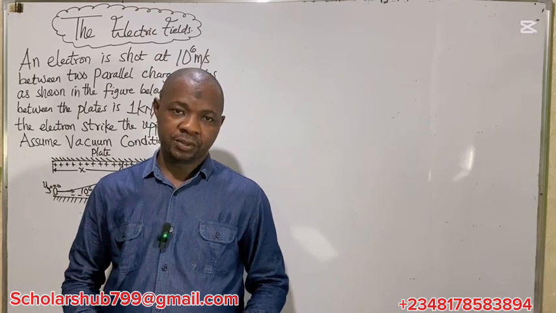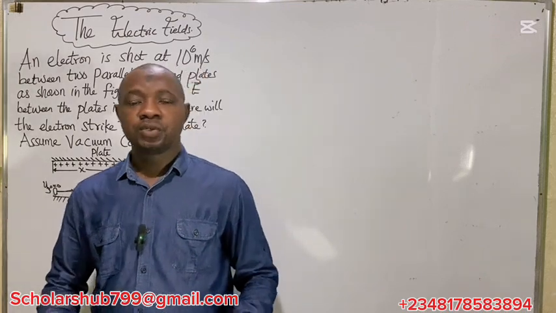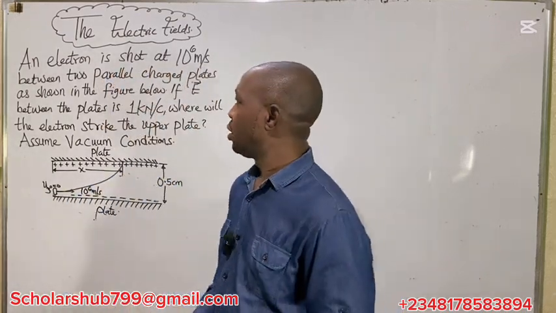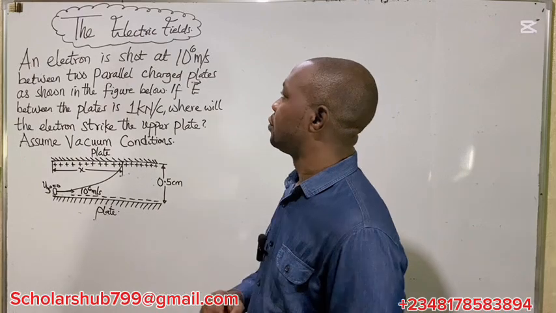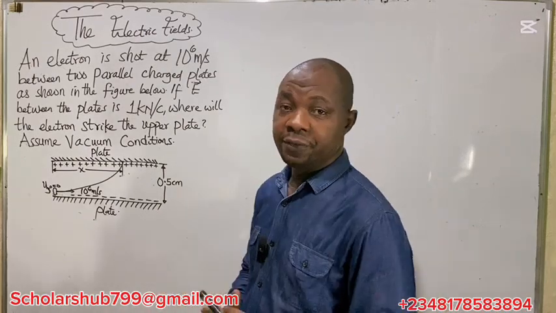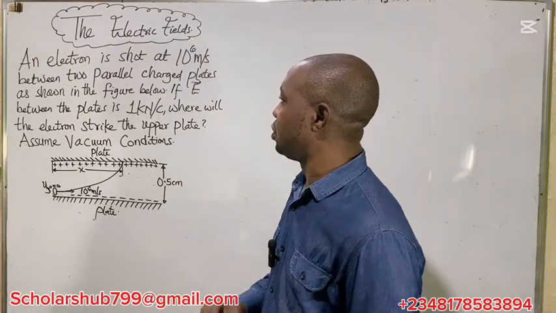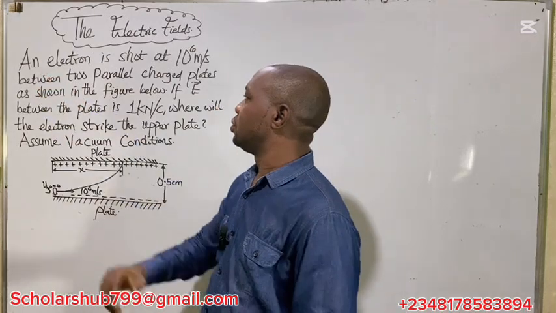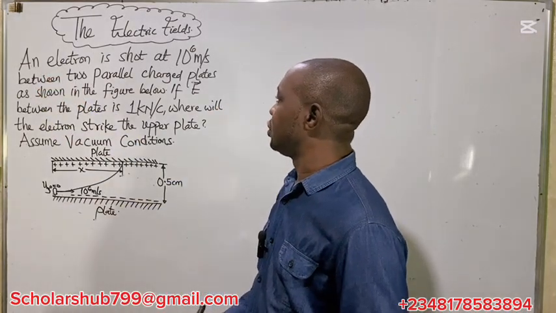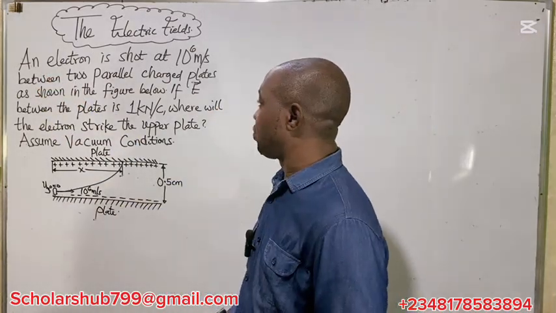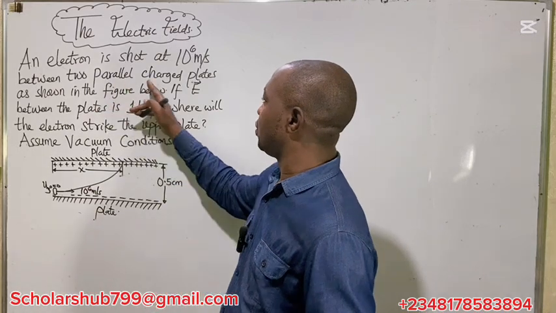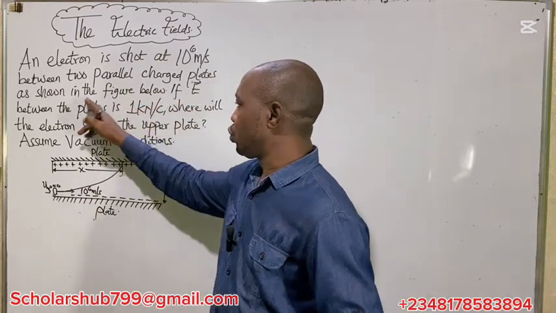Welcome to another video. Today we have this nice problem to solve. This is an electric field problem. An electron is shot at 10 raised to the power of 6 meters per second between two parallel charged plates, as shown in the figure below.